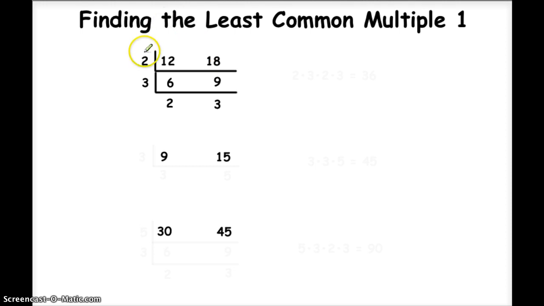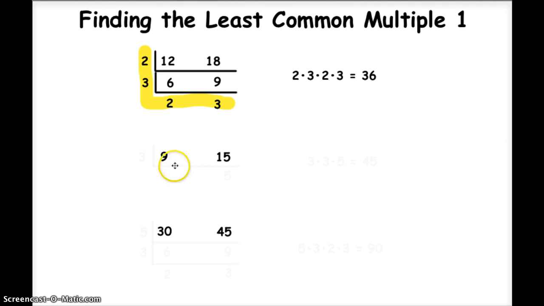So when I multiply my L, I'm going to highlight the L that you're going to multiply. This L right here on the outside is the L I want to multiply. And when I do that, 2 times 3 times 2 times 3, and my least common multiple of 18 and 12 is going to be 36. Let's look at the next problem.